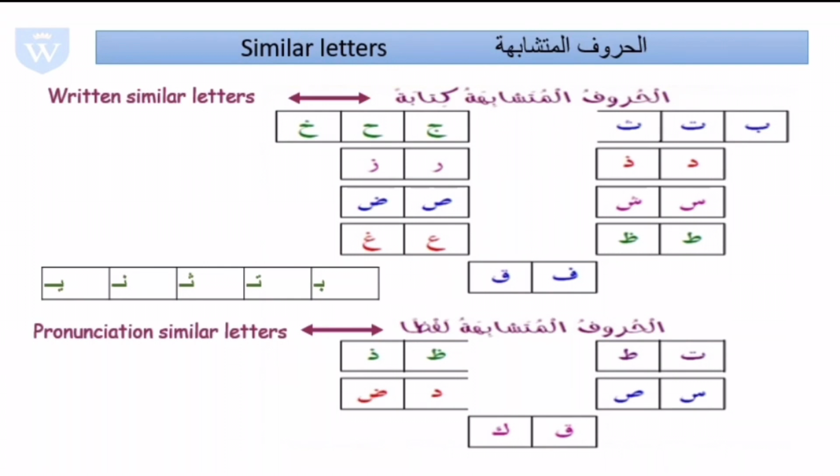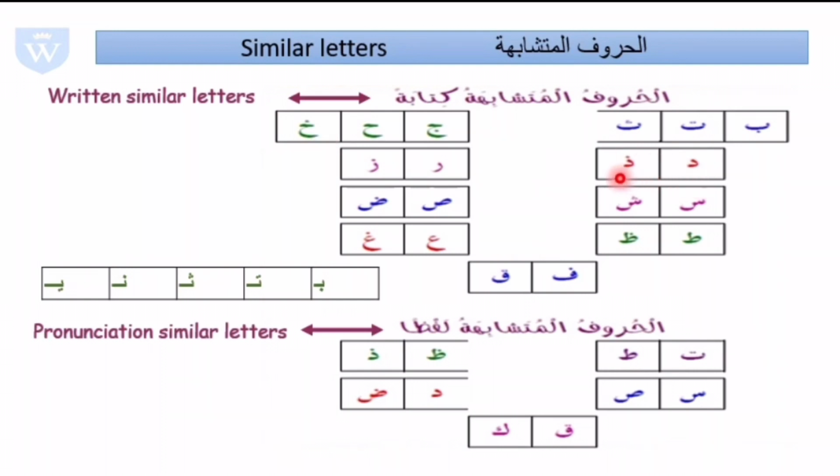Similar letters. In Arabic, we have some written similar letters and some pronunciation similar letters. Regarding written similar letters, we have some letters that are similar in writing but different in pronunciation. If you have a look here, for example, a letter ba, ta, tha, it's almost the same way of writing, but the difference is only in the dots. And the sound is different. Ba, ta, tha. It's the same in j, ha, and kha. The difference is only in the dot.